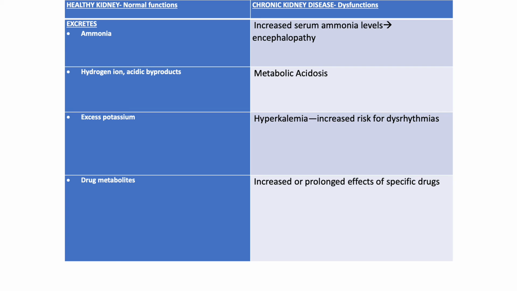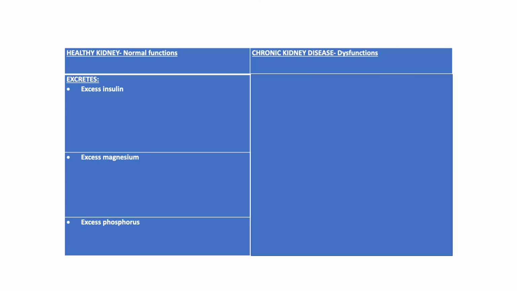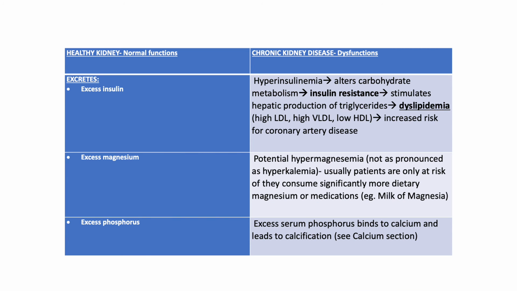Now next, as you think about all of the drugs you learned about in nursing school, many of them rely on the kidneys for metabolism or excretion. So without properly functioning kidneys, these drug levels can build up in the blood. And with higher drug levels, we can see stronger and more prolonged effects of those specific drugs. Looking at more substances the kidneys were responsible for excreting, we have excess insulin, excess magnesium, and excess phosphorus in our patients with CKD. When excess insulin is not excreted, our patients will have higher levels of circulating insulin in the blood. So this results in a hyperinsulinemia.